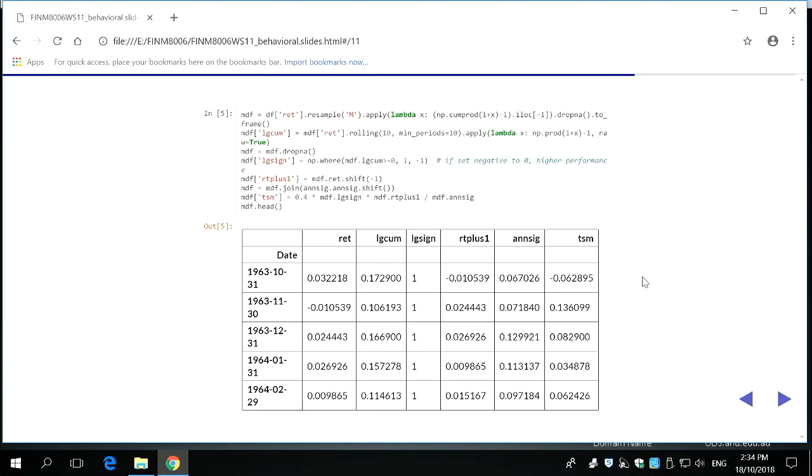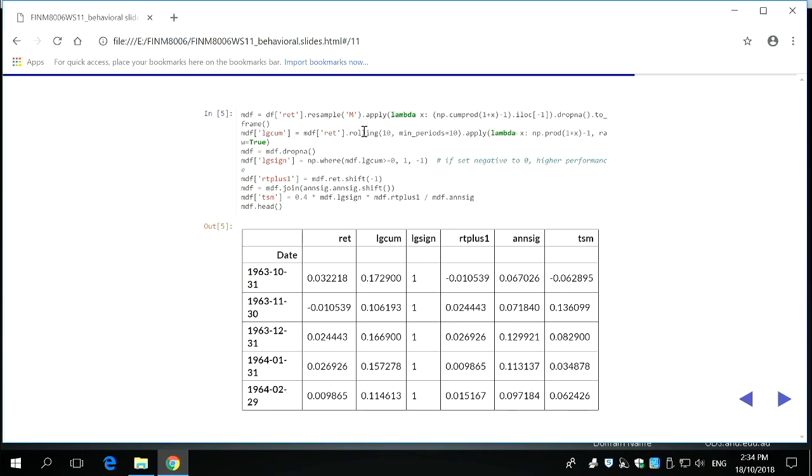Now, what I did is to resample and convert everything into monthly returns. So resample with the months and use the cumulative return formula to convert. And I only take the last value in the cumulative returns, because I'm converting the daily data to the monthly data. And I just drop the missing values and put them into a data frame.